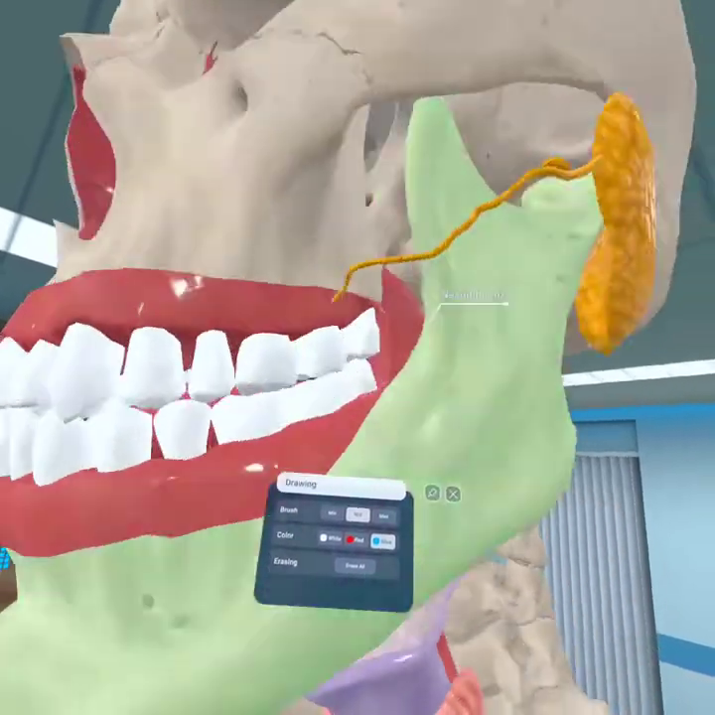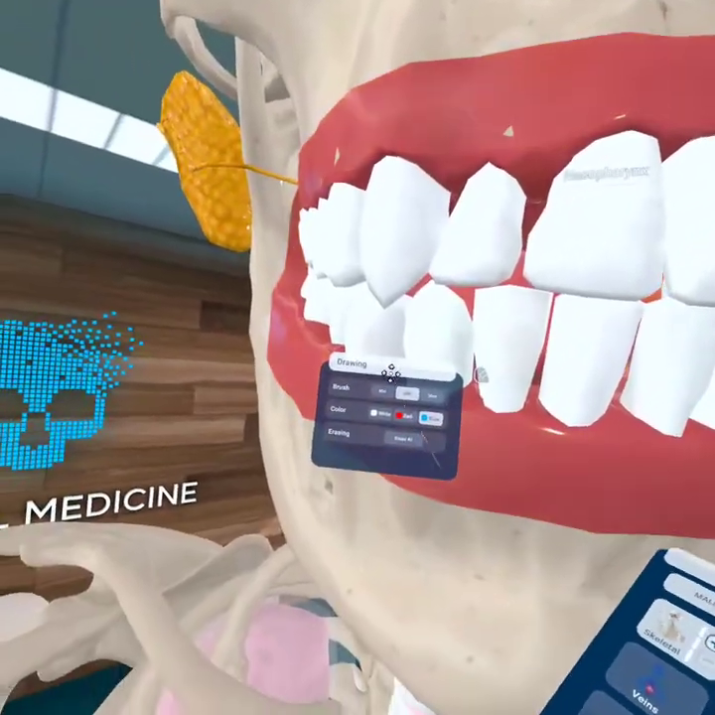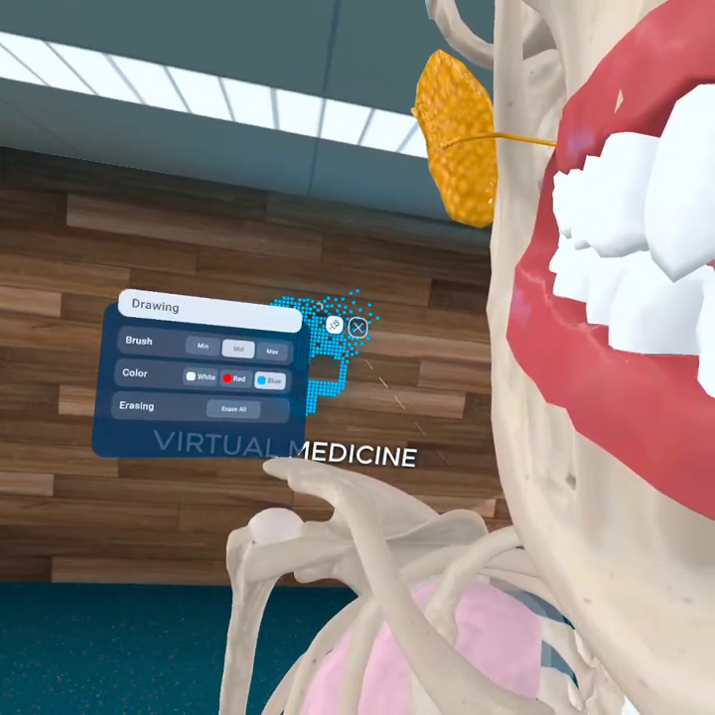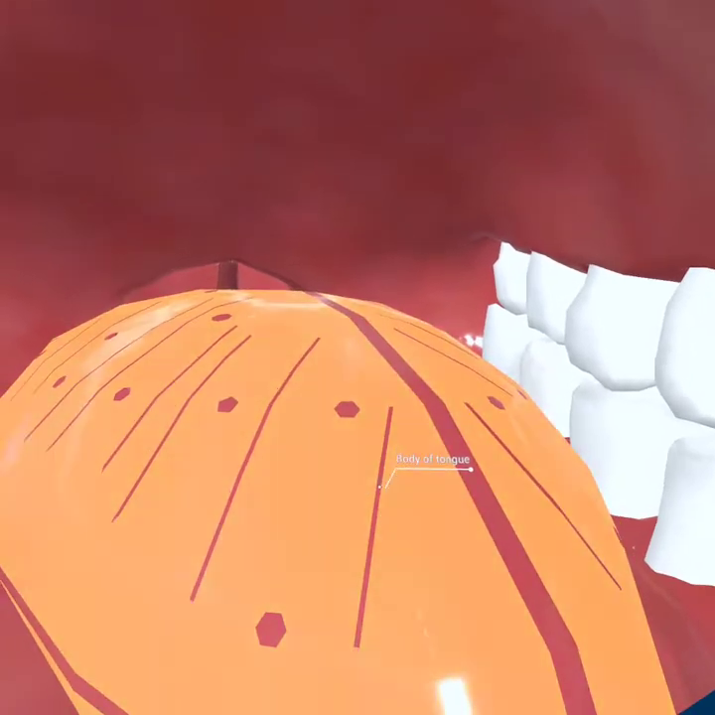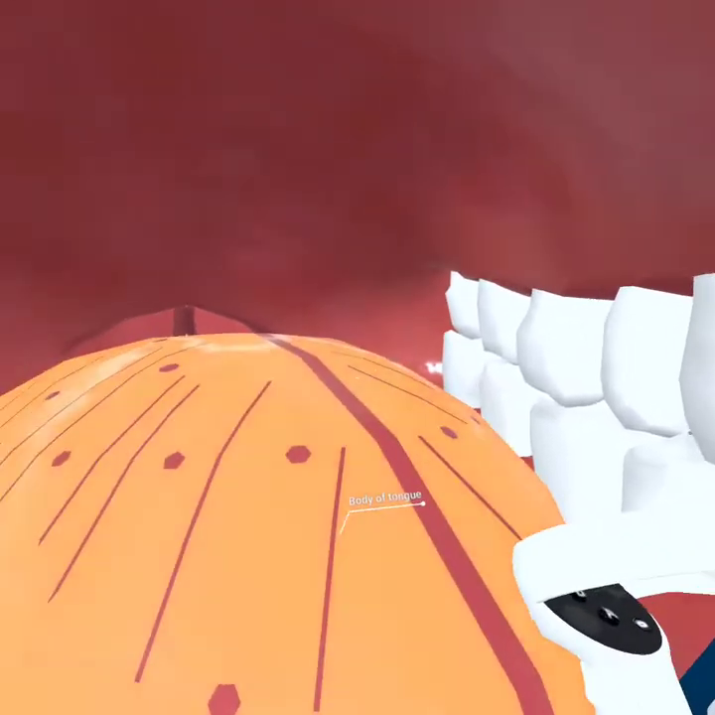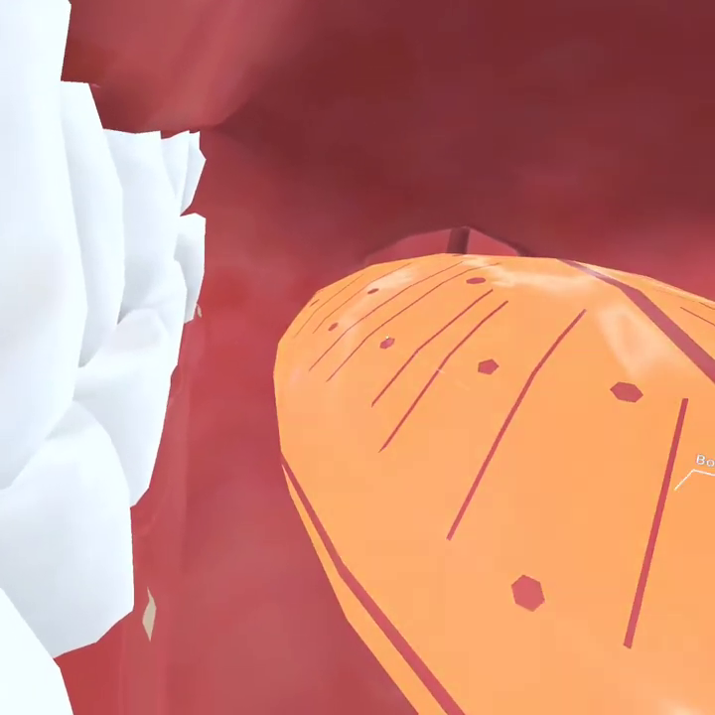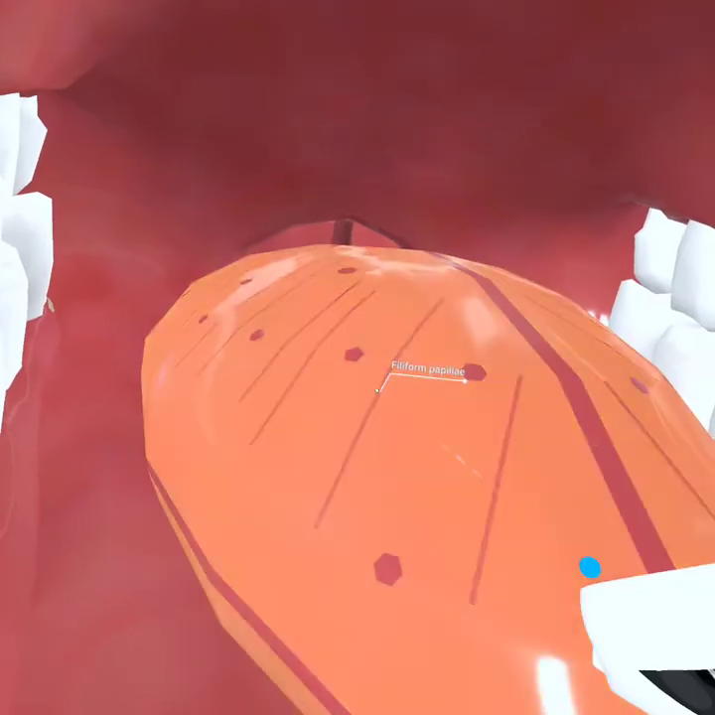Now, we'll go into the... How did you get back here? We'll go into our oral cavity, and we have our tongue, and we have our intrinsic muscles of the tongue, all demarcated here. It's not really pointed out.